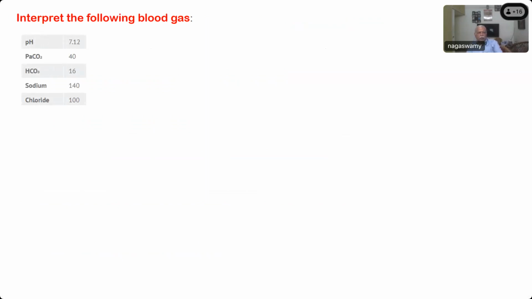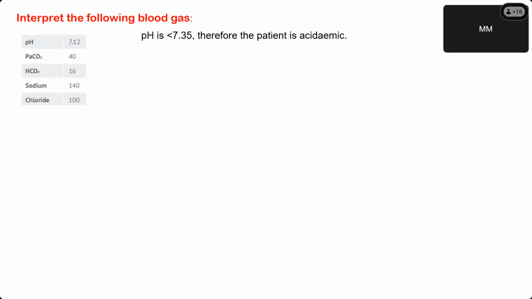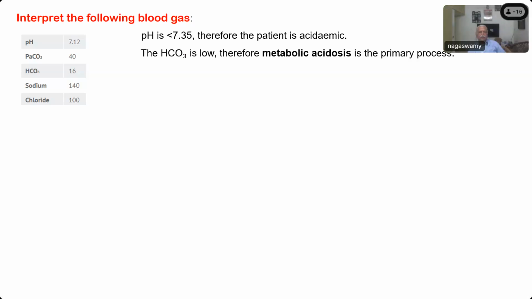Now interpret the following blood gas. pH is 7.12, PaCO2 40, bicarb 16, sodium 140, chloride 100. Metabolic acidosis with high anion gap. Fantastic, very good. pH is below 7.35, therefore patient is acidemic. Bicarb is low, therefore metabolic acidosis is the primary process.